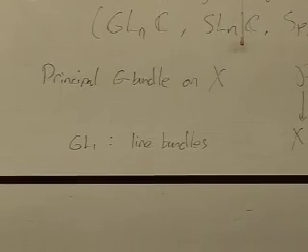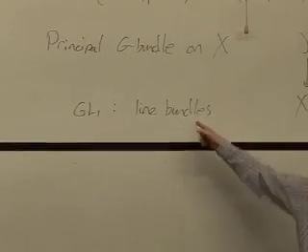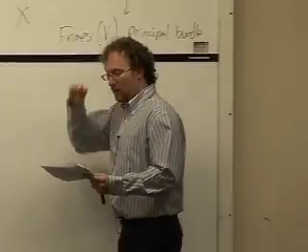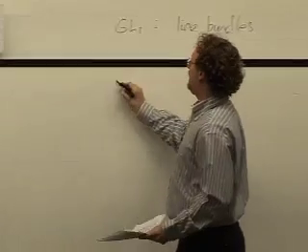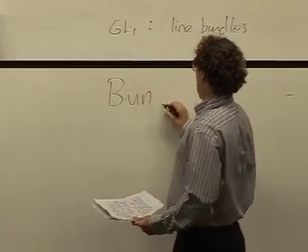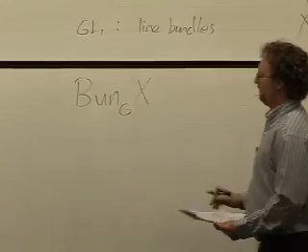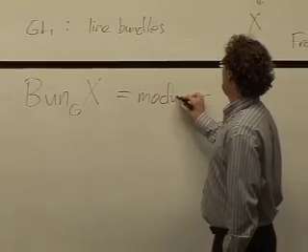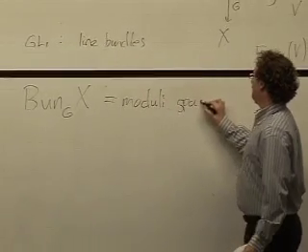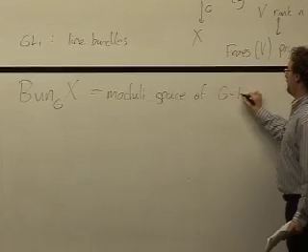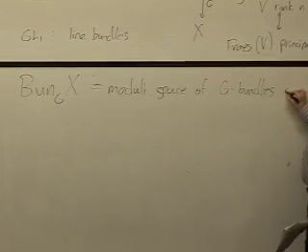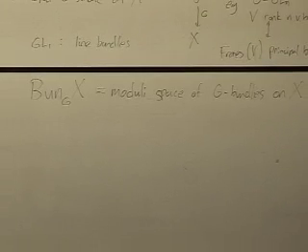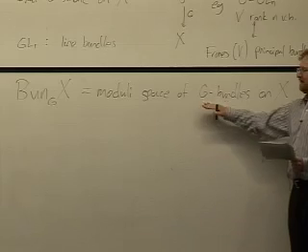Okay. So what do we want to do with this? Well, for GL_1, what we did was we looked at the Picard group, and we did a kind of Fourier theory on the Picard group. So what are we going to do now? We need to replace the Picard group by a beautiful space called Bun_G of X, which is the moduli space of G-bundles on X. So I'm going to look at all G-bundles on X, and I'm going to try to parameterize them and make a nice space out of this.